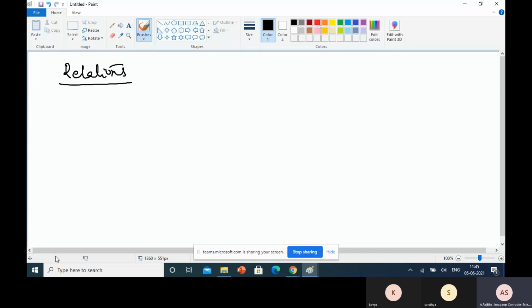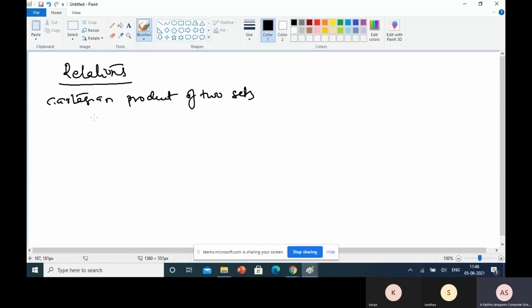Before going to discuss this relations concept, first of all, we need to know about the Cartesian product. There is a Cartesian product of two sets. Here, first we discuss the Cartesian product. So you know what the Cartesian product is? Cartesian product of two sets.